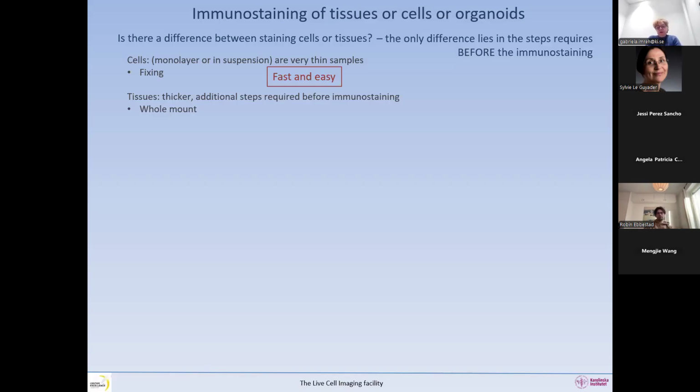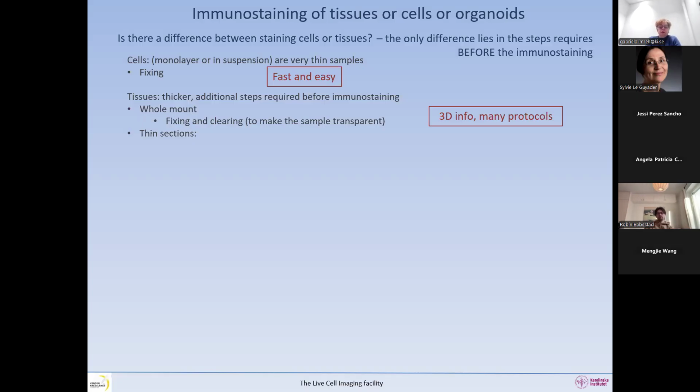Depending on the amount of material that we have and our scientific question, we can work either with whole mounts or with sections. If we are working with whole mounts, we will fix our samples, and either before or after, we will have to perform clearing to make the sample transparent. After that, we will image our sample, and then we are imaging whole mounts.